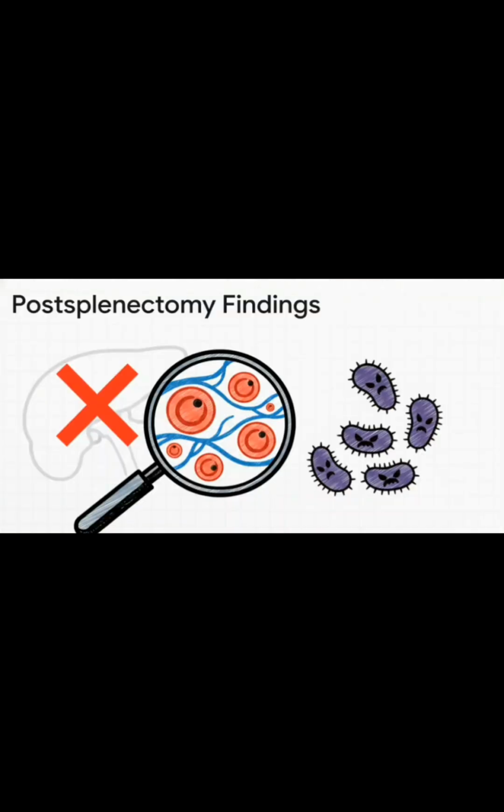So what if someone doesn't have a spleen? This is super high yield. On a blood smear, without that filter, you'll start seeing things like Howell-Jolly bodies in the red blood cells.